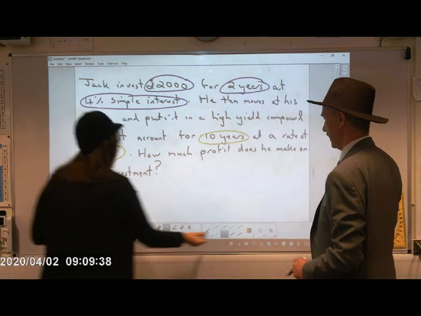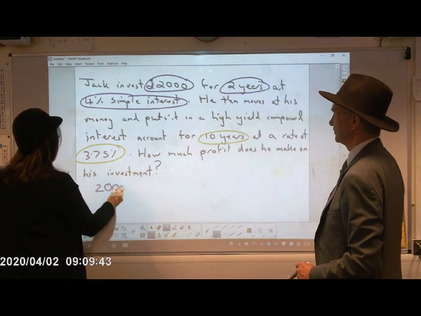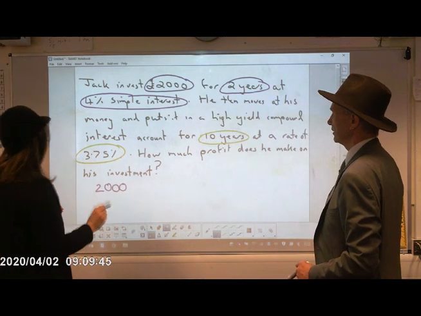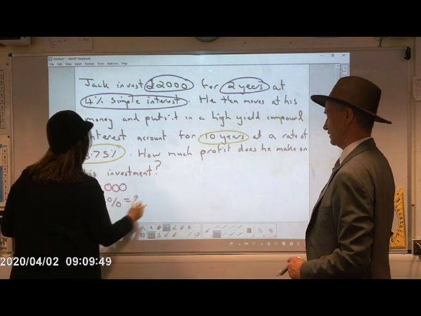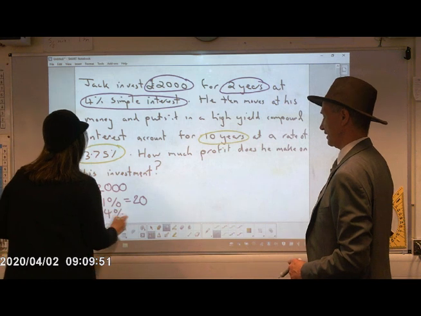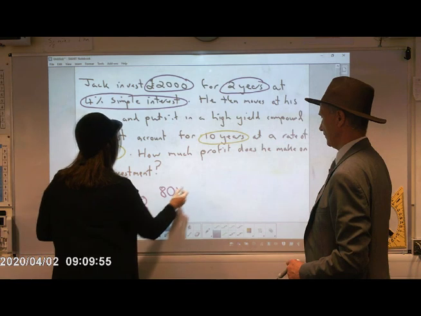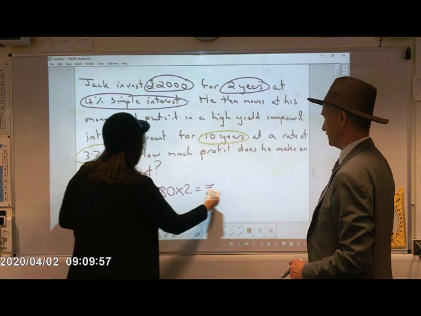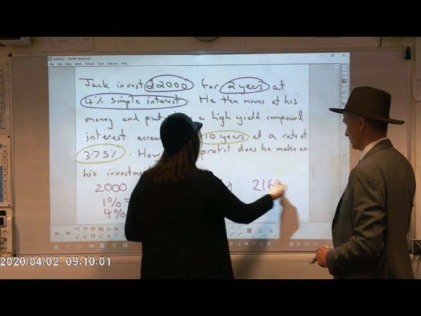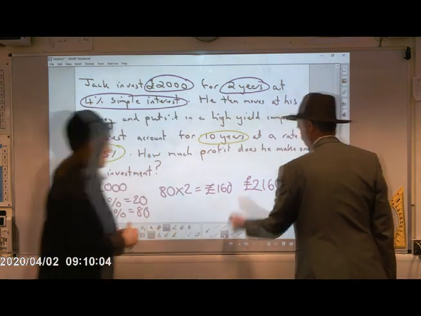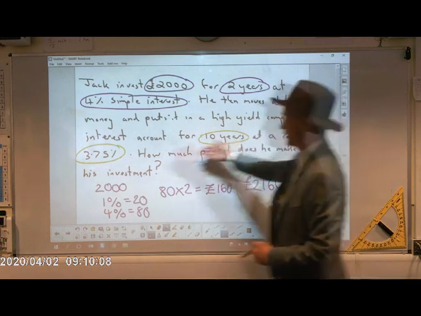So let's start with our first 2 years. £2,000, and he's getting 4%. So 1% is 20, so 4% is 80. £80. And he's getting that for 2 years, so I'm going to double it. £160 in total. So now, after those 2 years, he has £2,160, which, in a way, is our start point. It's our new initial for the compound.